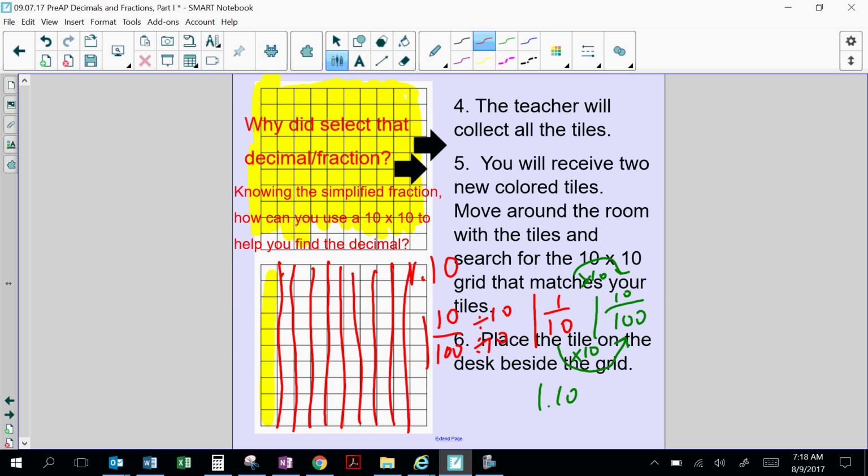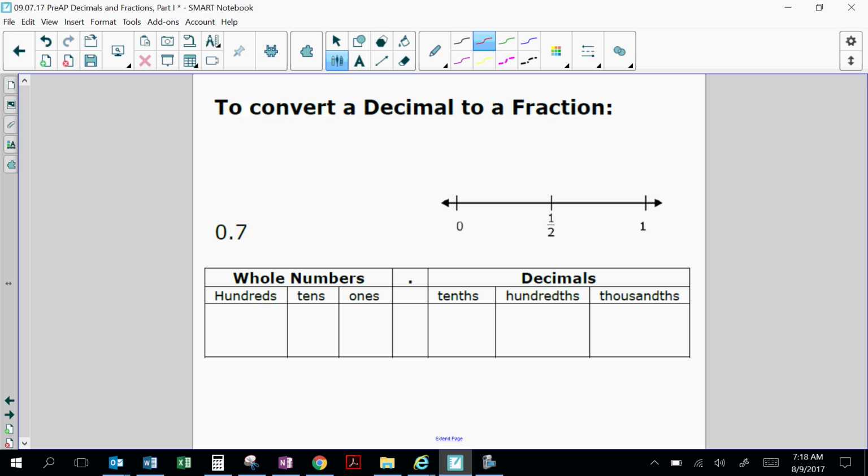So now that we know our place value a little better, can you use this place value chart to help you answer these 3 questions? 0 and 7/10. Can you rewrite this in fraction form? 7/10. Where would you find 7/10 here? A little more than half, or a little less than half? Just a tad bit of a little more than half.